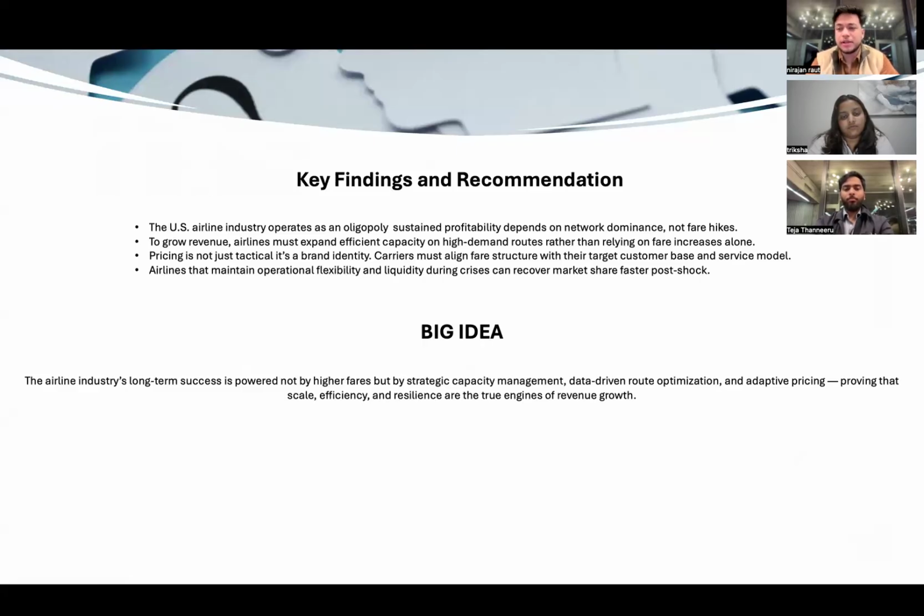So we tried to compile everything into a big idea after our analysis. We came up with this: the airline industry's long-term success is powered not by higher fares, but by strategic capacity management, data-driven route optimization, and adaptive pricing. This proves that scale, efficiency, and resilience are the true engines of revenue growth for the airline industry.